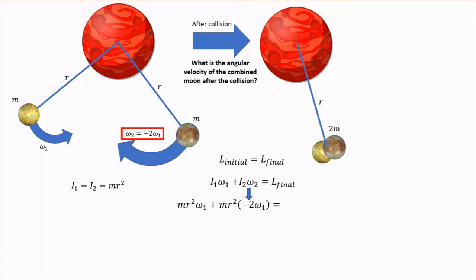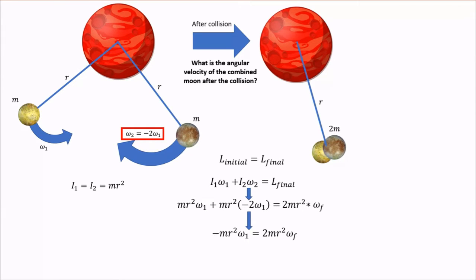On the right-hand side, we need the final angular momentum. After they collide, they will have the same radius but double the mass, so the rotational inertia is just double the mass times r squared. The final angular velocity is omega f, which is what we are solving for. So now the left-hand side simplifies to negative mr squared times omega 1.